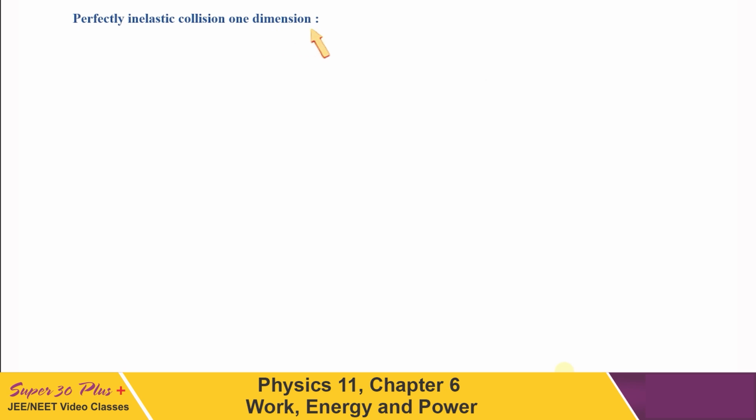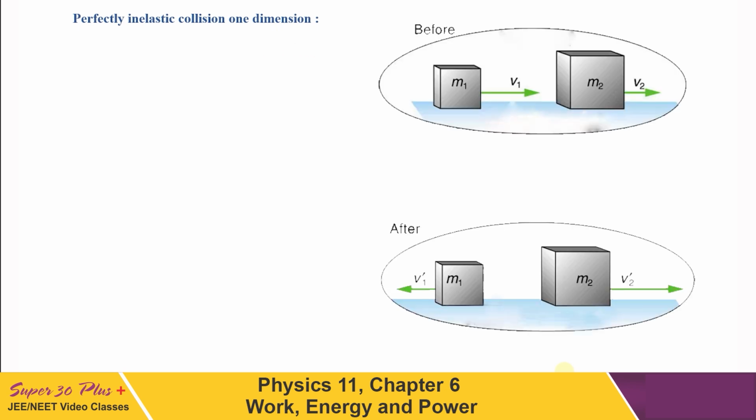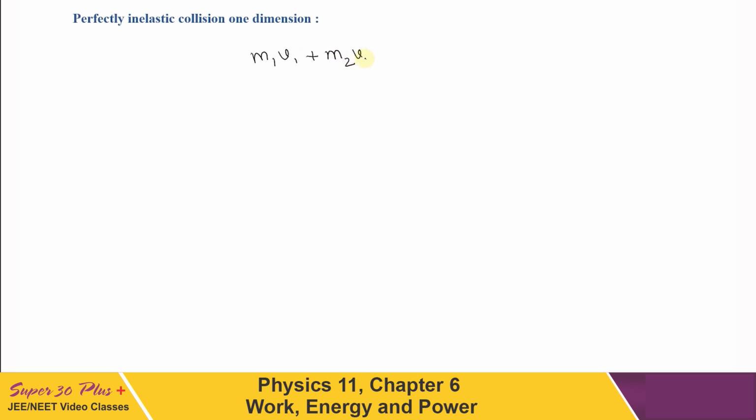This time it is inelastic, so we cannot write kinetic energy before the collision to be equal to kinetic energy after the collision. But of course we can write momentum conservation here as well. So we get m1v1 plus m2v2 equal to (m1 plus m2) multiplied by v. Now what is this v?